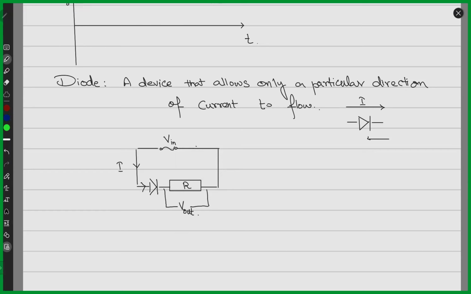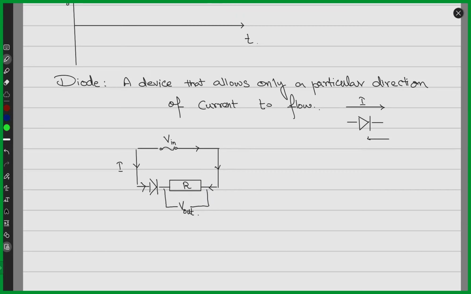And if the input voltage is in the opposite direction, suppose instead of going here, it was going in this way, then because there is a diode in the circuit, this current is not even going to make it. It's not going to flow in this direction at all. And if there is no current in this direction, that means there would be no potential drop across this resistor R, right?